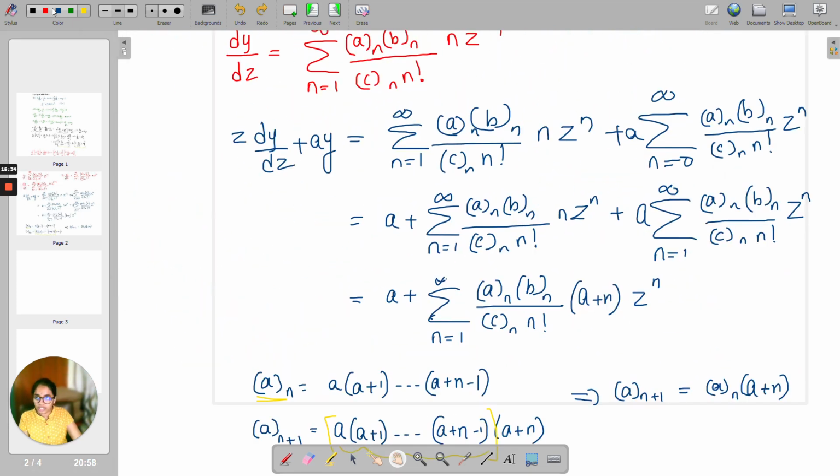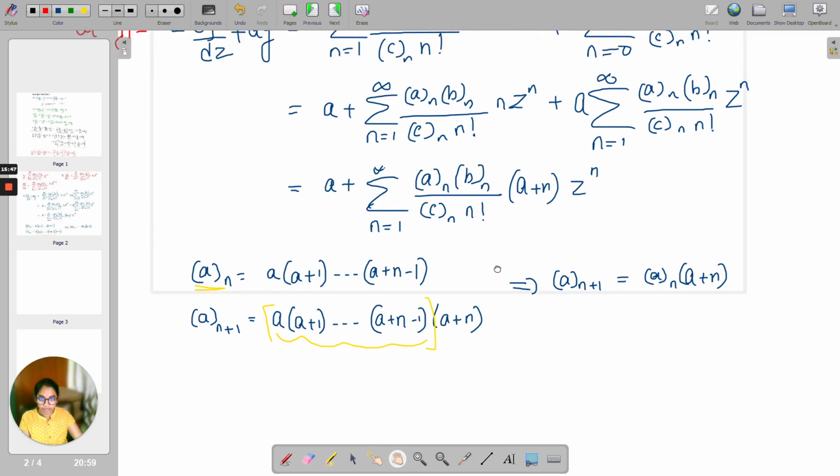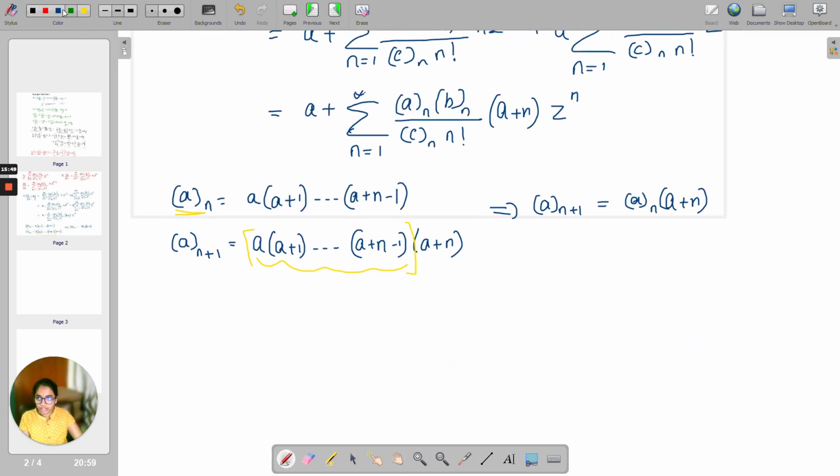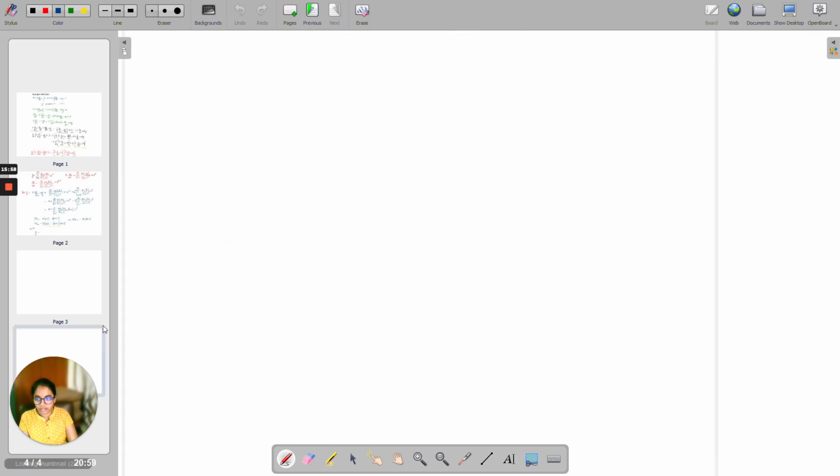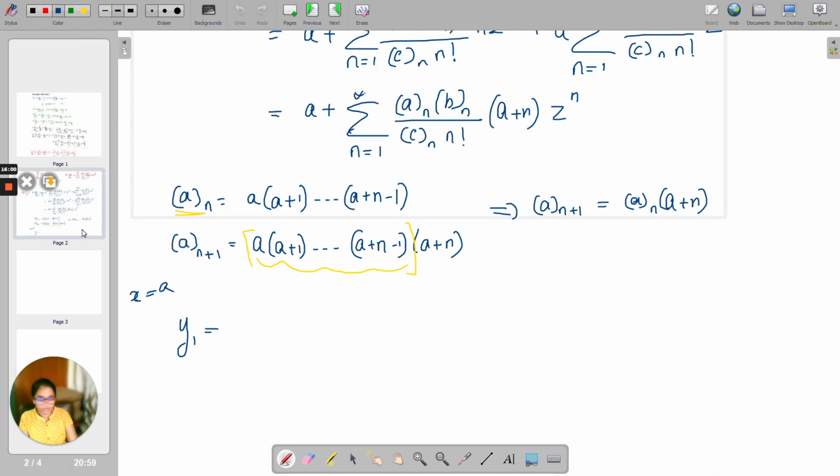Yes, for now let me, okay, so let y1 is equal to this, okay, z into dy by dz plus ay, okay. Now I can write y1 is equal to, I'm just giving a term, okay, we can take, right, x is equal to a, we can just take that as something.